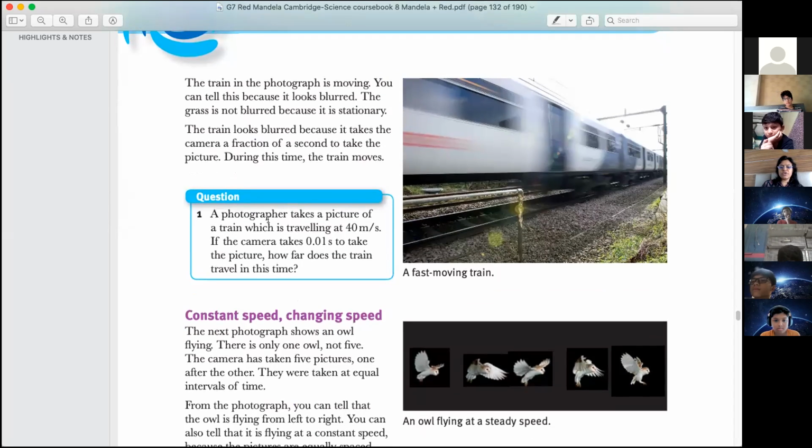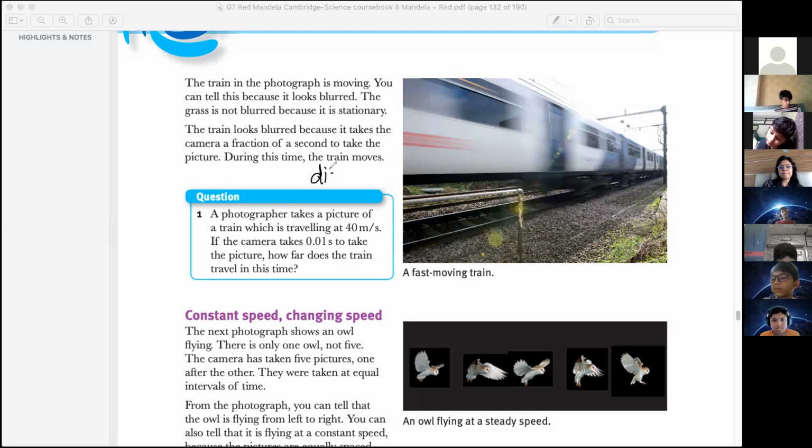Question is, a photographer takes a picture of a train which is traveling at 40 meters per second. If the camera takes 0.01 second to take the picture, how far does the train travel in this time? Now do this question. Tell me, how far means what is asked in the question? Ma'am, distance. It is asking the distance. Yes. So put the values.